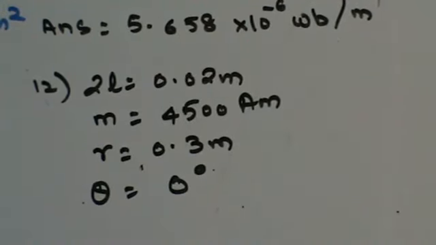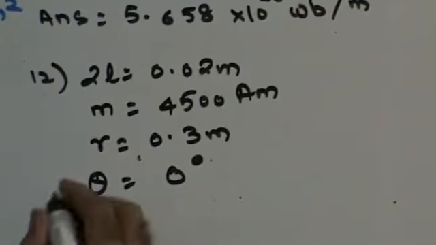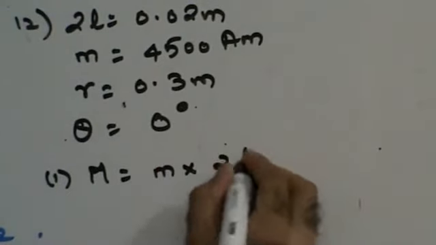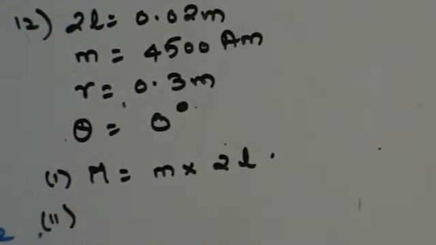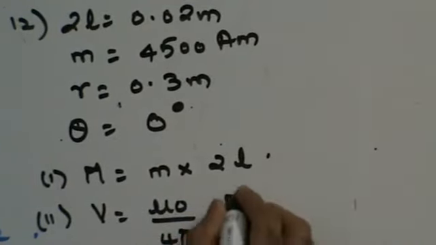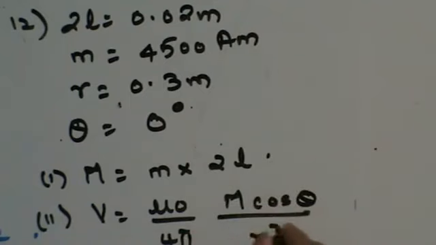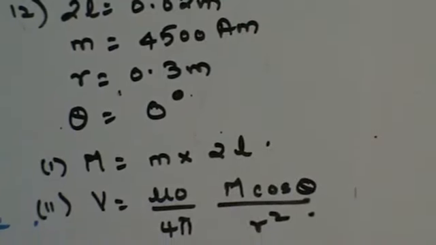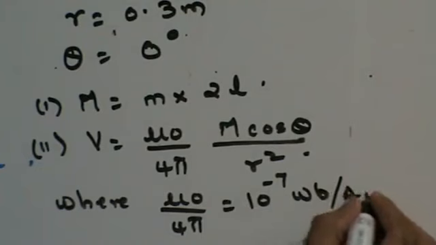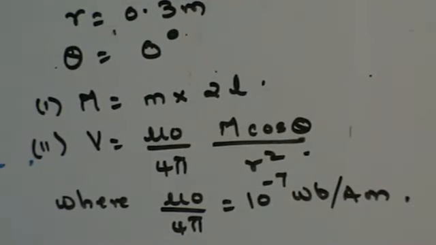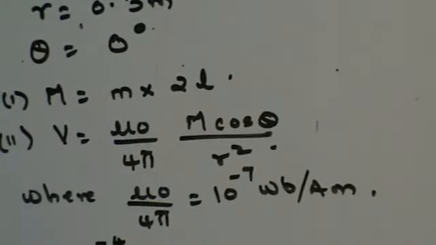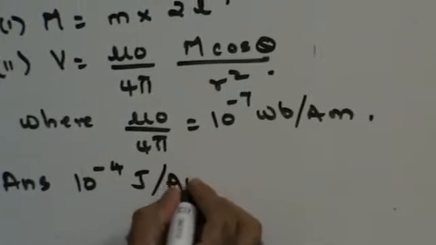Now since it is along the axis, that means theta will be 0 degrees. First of all, I can find out the magnetic moment, that is pole strength into magnetic length. Next, they have asked me to find out magnetic potential. Mu 0 upon 4 pi m cos theta upon r square, where mu 0 upon 4 pi is 10 raised to minus 7 Webers per ampere meter. I should be able to get the answer for magnetic potential. The answer for this should be 10 raised to minus 4 joules per ampere meter.